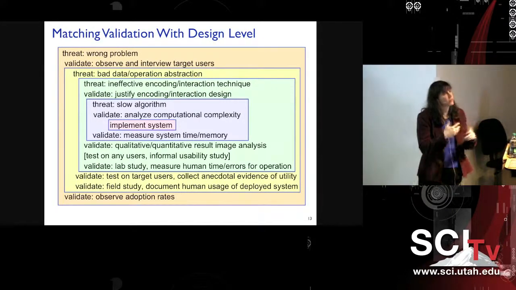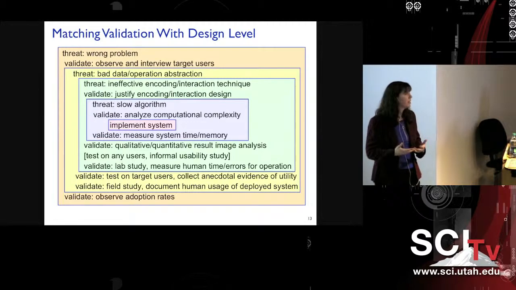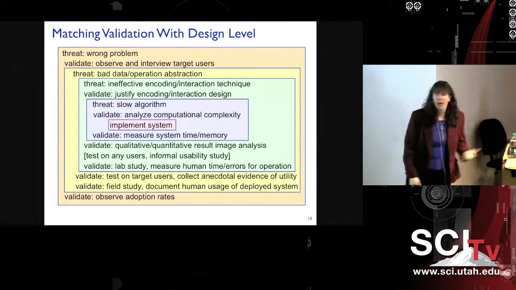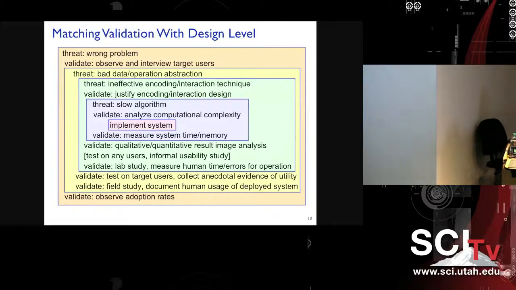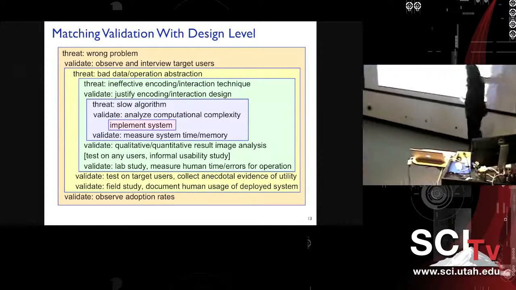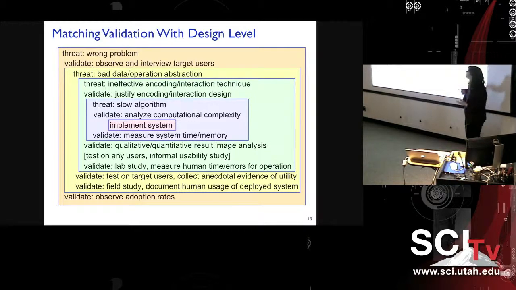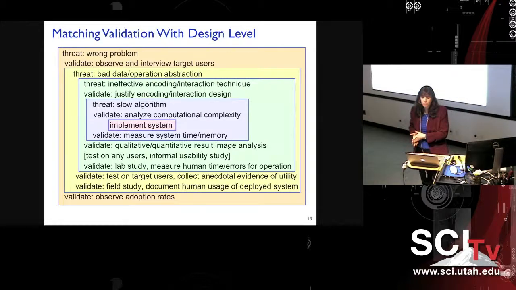But the key thing is to try to divide validation methods ranging from, at the algorithm level, things like measuring system time and memory or doing computational complexity. Those are very different techniques than what you might do at the visual encoding level, say of running a lab study. And those are different in turn than trying to decide, do I have the abstraction right? You can't check that with a lab study where you're telling the users to do a particular thing. So in that case, a better method might be a field study. So there's a lot of these different levels of design, and you can adapt your validation method to them.